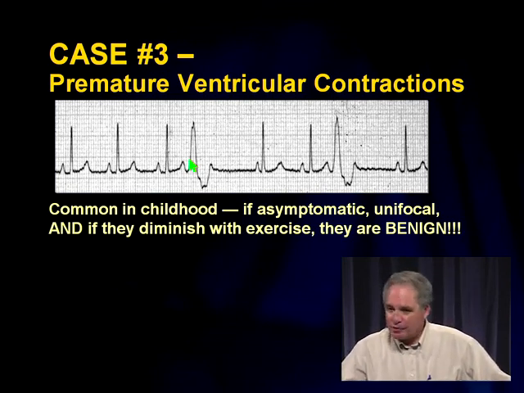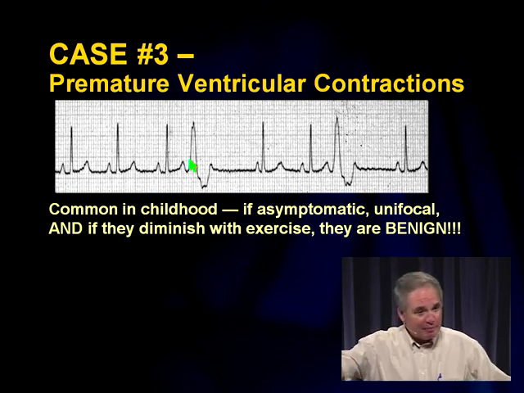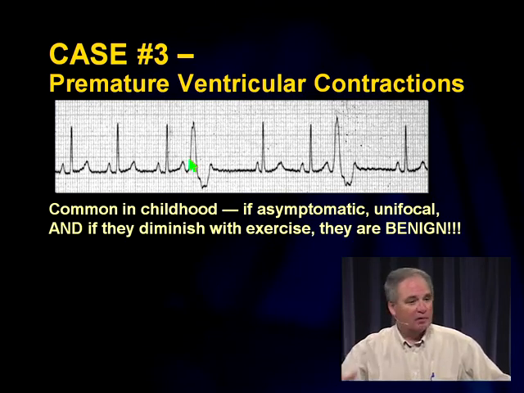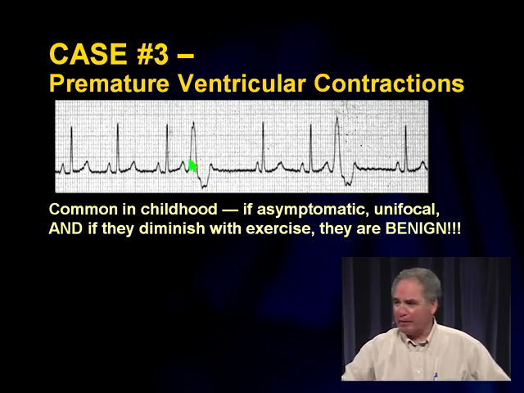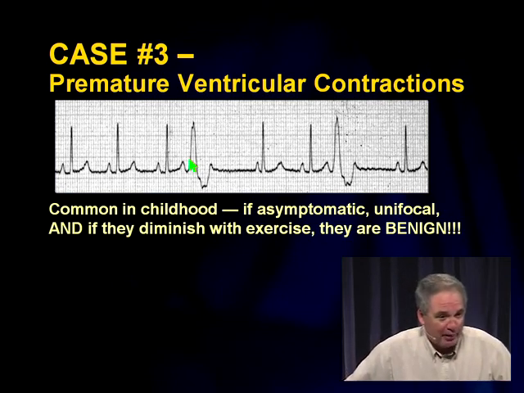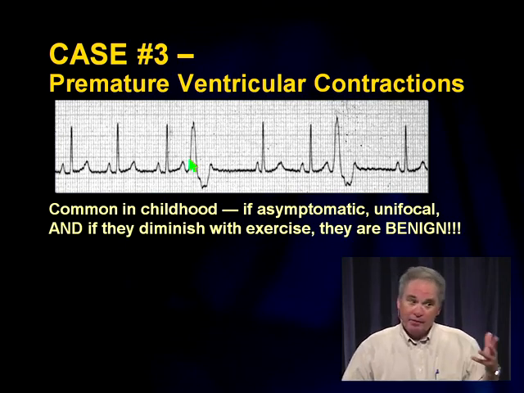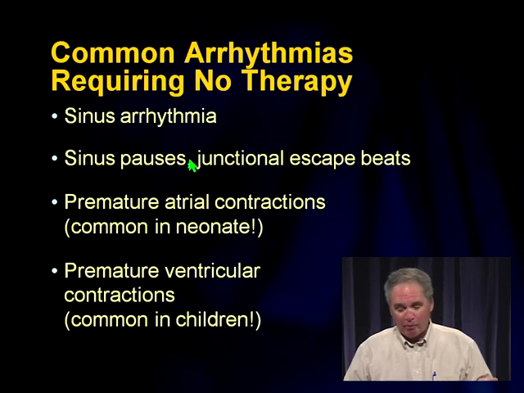They're common in children, and they are largely benign. So if the kid is asymptomatic and you don't detect any heart problems, benign. If you want to really convince yourself they're benign, run the kid up and down the office a little bit, get the heart rate up, listen to the heart again. If the rhythm is now very regular, you're done. Sign the permission slip. Benign premature ventricular contractions. This is common stuff that you need to be aware of.